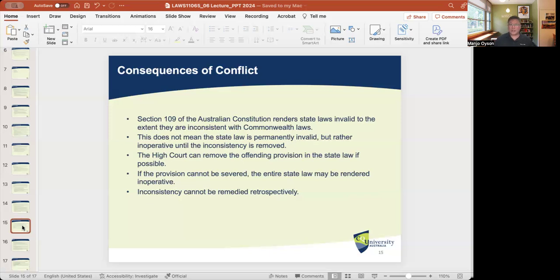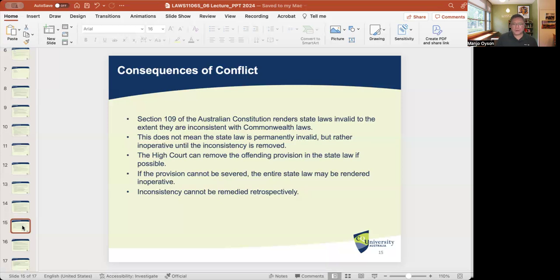And it's possible, therefore, for the High Court to remove the offending provision in the state law if that were possible, given a severability clause in the law. But of course, if the provision cannot be severed, then the entire state law may be rendered inoperative. So, for example, the law concerning same-sex marriage in 2016, and then the Same-Sex Law Act in 2021, in these particular scenarios, it may not be possible to save a law simply because of the gross inconsistency between the two laws.